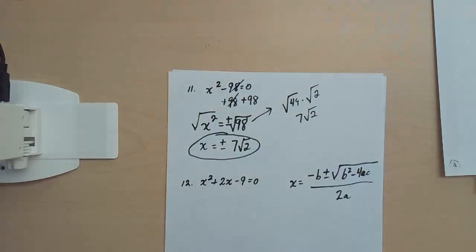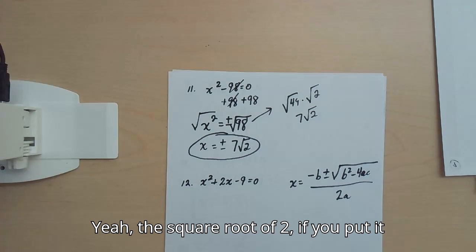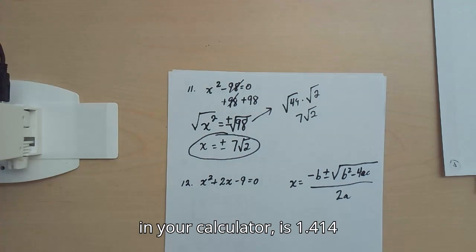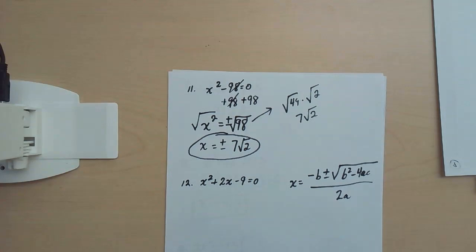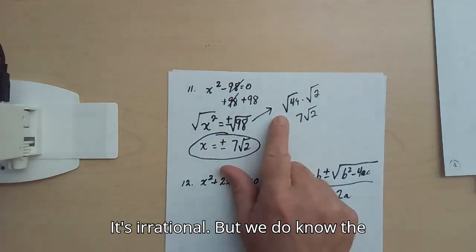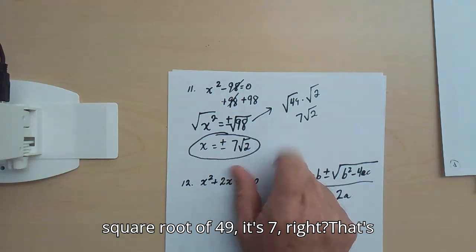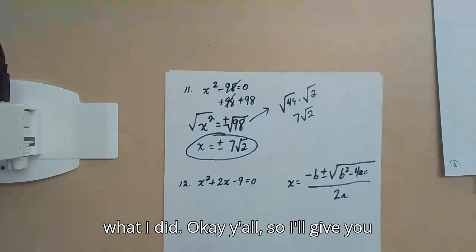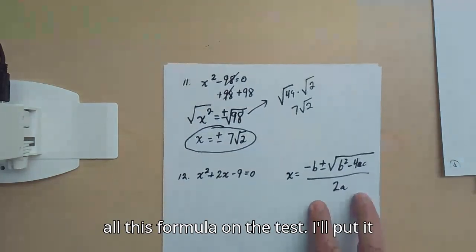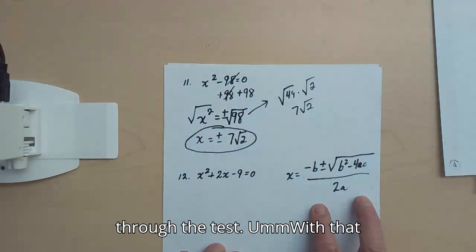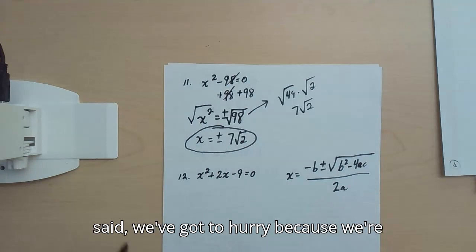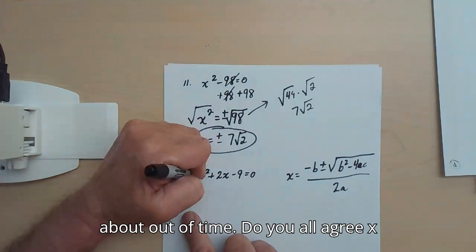Okay, so there's nothing that you can do. Yeah, the square root of 2, if you put it in your calculator, is 1.414... The numbers keep going forever. It's irrational. But we do know the square root of 49. It's 7, right? That's what I did. Okay, y'all. So I'll give y'all this formula on the test. I'll put it on the document camera and leave it up through the test. With that said, we got to hurry because we're about out of time.